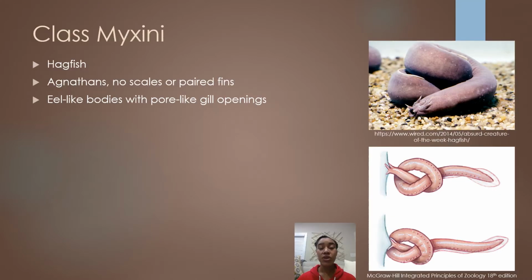The first group of fish we're going to talk about belong to class Myxini, and these are our hagfish. Hagfish have no jaws, no scales, and no paired fins. They also have an eel-like body that's lined with these pore-like gill openings. And so you can see them in this cartoon down here, but you can also see those pore openings in this picture. I'm going to circle a few of them so you can see them. And these pores run along the entire length of the hagfish, and they are openings to the gills.